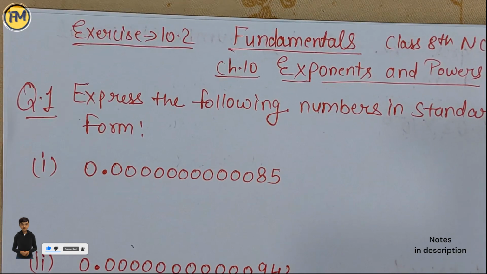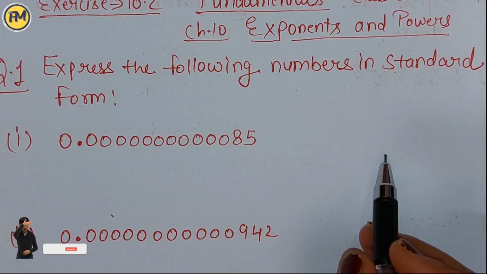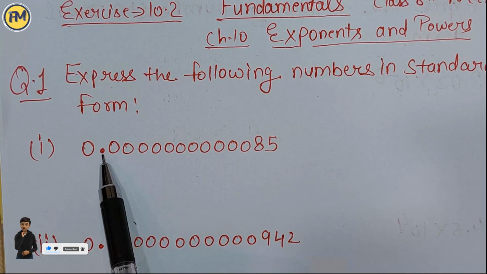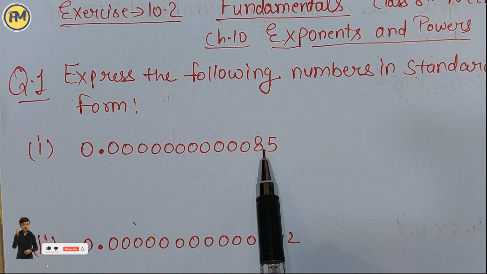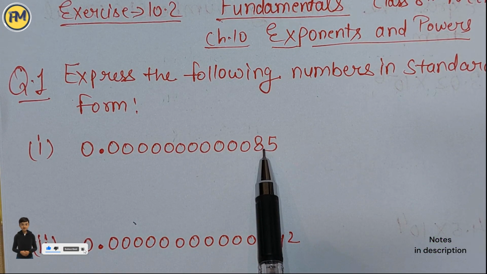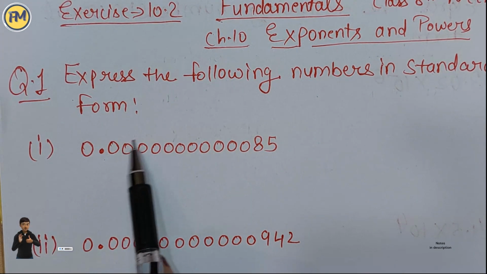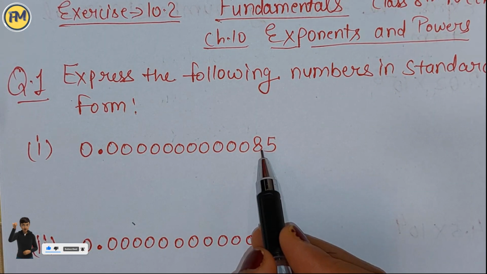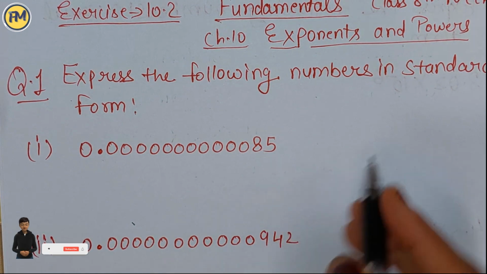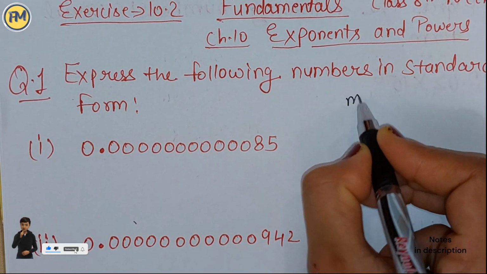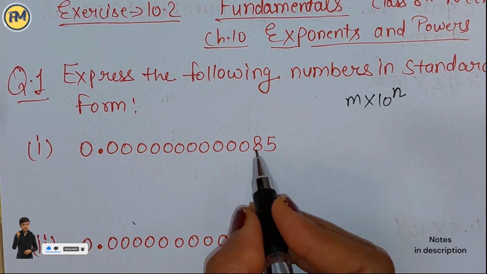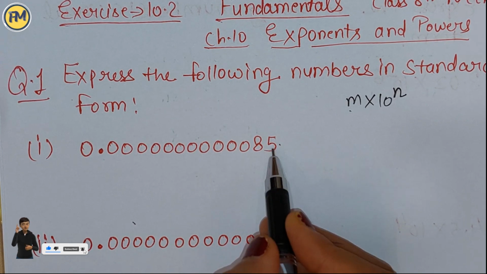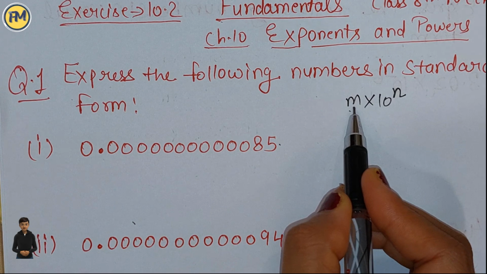Now here, question number 1: Express the following numbers in standard form. Here you can see we have the decimal point on the left side and our number is on the right side. So what we will do is move this decimal point to the right side, and you have to count the steps. Because you know your standard form is m into 10 raised to the power n. Why are we not shifting this decimal point here? Because we want m to be less than 10.